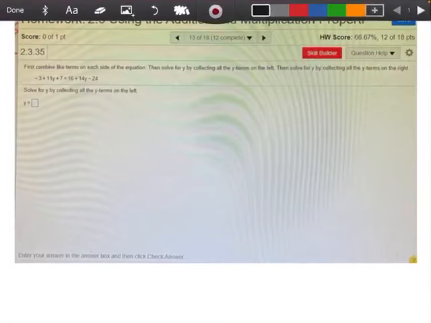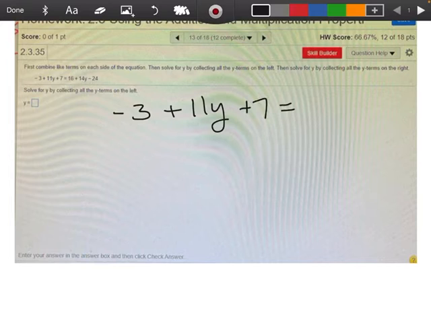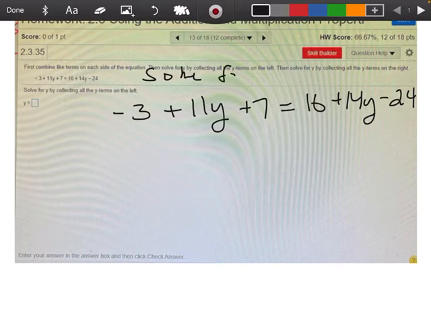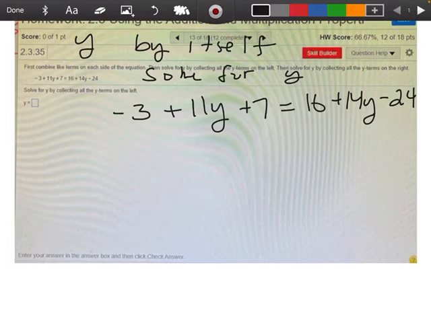Our problem is, let me write this out. I know you can see it, but I'm going to write it out again. Negative 3 plus 11y plus 7 equals 16 plus 14y minus 24. Okay, remember what we're trying to do here. We're trying to solve, right? We're trying to solve for y, which means we want to get the letter y all by itself, okay?